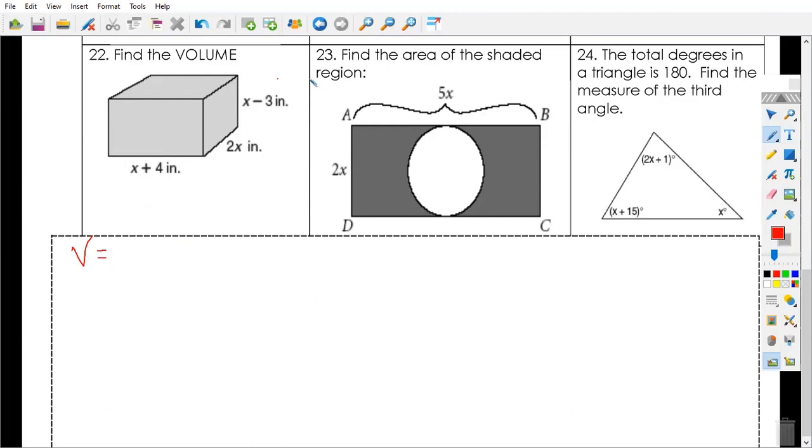All right, here we go. So volume here, I have my length, my width, and my height. So I'm multiplying all three. So we have 2x times x plus 4 times x minus 3.